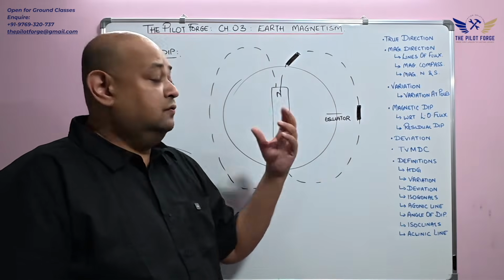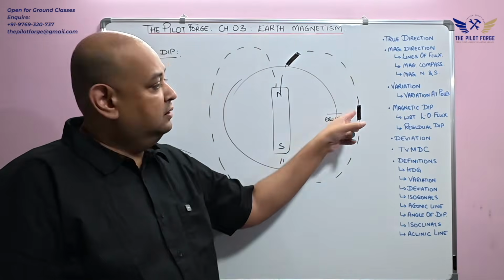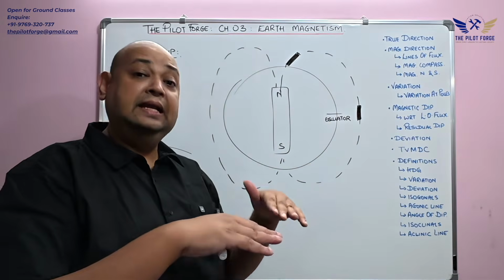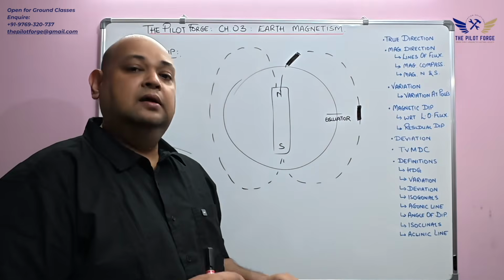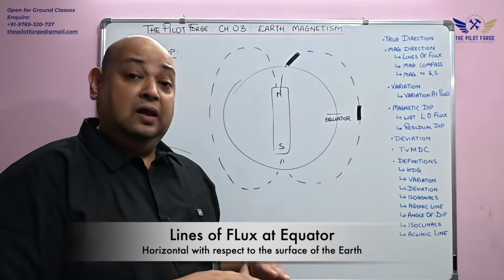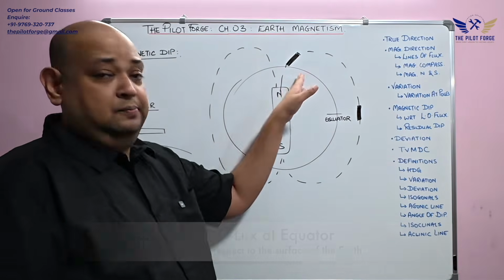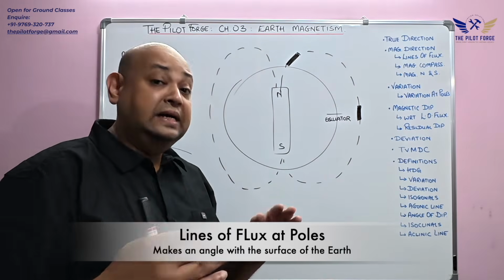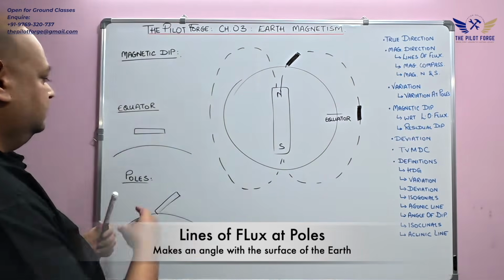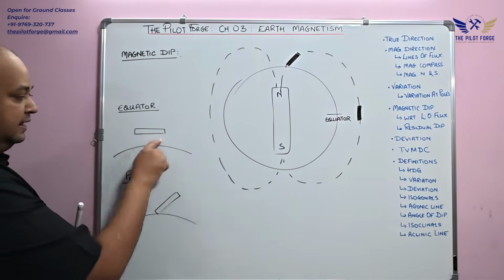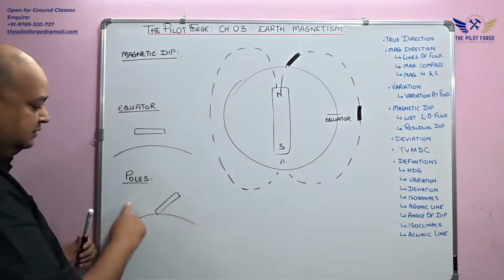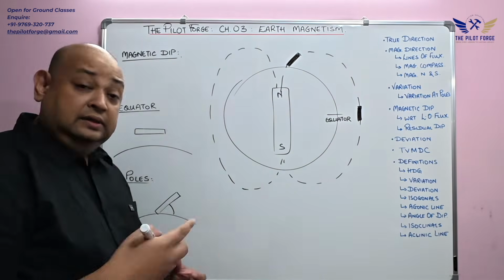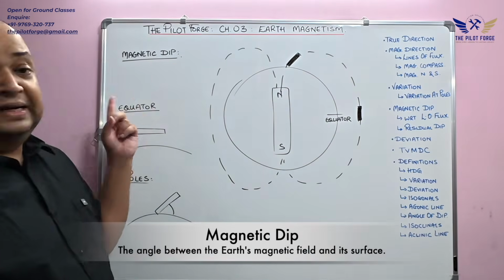Alright, so when you suspend a bar magnet and it aligns with the lines of flux, near the equator it is in line with the surface, meaning that it is horizontal along with the surface. But at the poles, because it is aligned with the lines of flux, it makes an angle with the surface. At the equator, in line with the horizontal surface, at the poles, making an angle. This angle is called the magnetic dip.